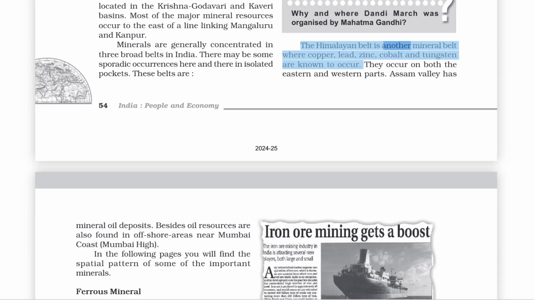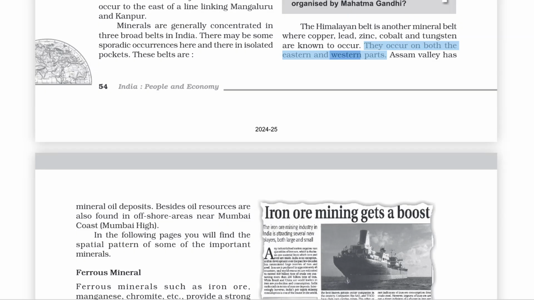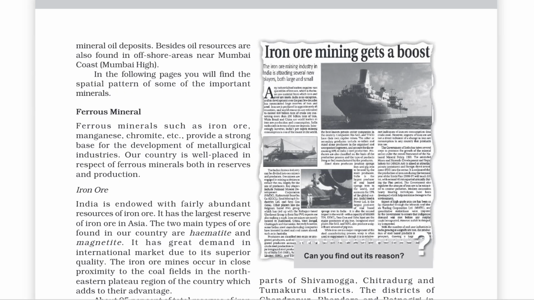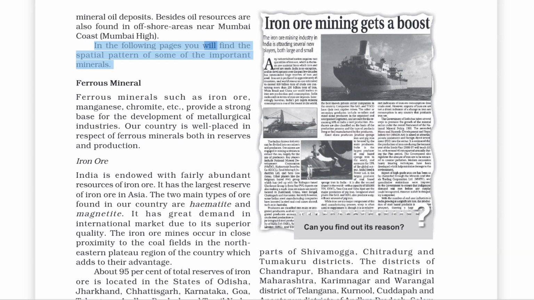The Himalayan belt is another mineral belt where copper, lead, zinc, cobalt, and tungsten are known to occur. They occur in both the eastern and western parts. Assam Valley has mineral and energy resources, including mineral oil deposits. Besides, oil resources are also found in offshore areas near the Mumbai coast, Mumbai High. In the following pages you will find the spatial pattern of some of the important minerals.